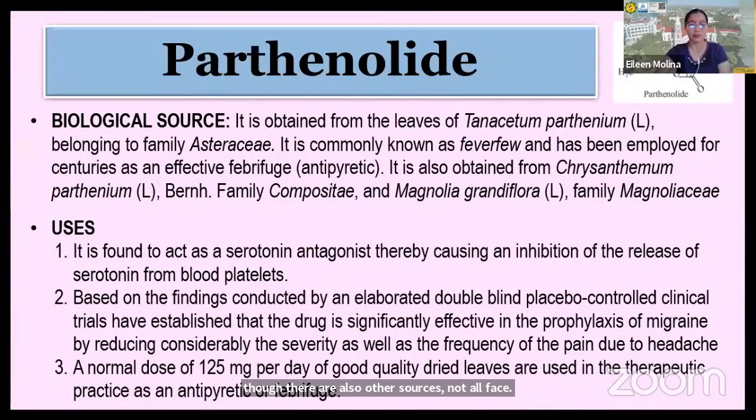It is found to act as a serotonin antagonist, thereby causing an inhibition of the release of serotonin from blood platelets. Based on findings from an elaborate double-blind placebo-controlled clinical trial, it has been established that the drug is significantly effective in the prophylaxis of migraine, by reducing considerably the severity as well as the frequency of the pain due to headache. In normal doses, let's say 125 milligrams per day of good quality dried leaves, it's used in therapeutic practice as an antipyretic or febrifuge.